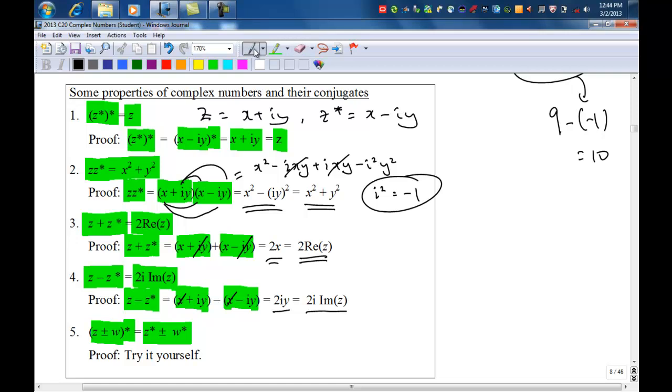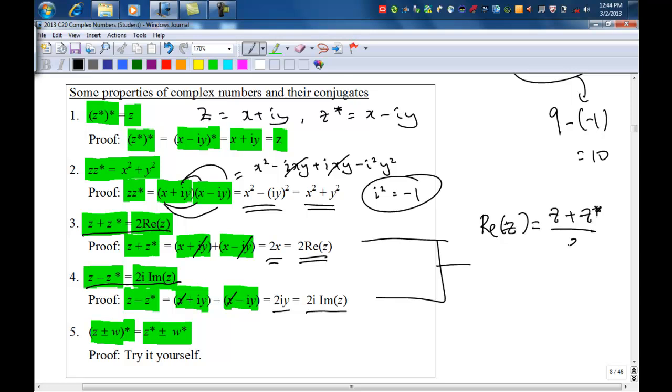Now before we move on to look at more examples, let's take a look at properties 3 and 4 again. Instead of writing it this way, Z plus Z conjugate is 2 Re(Z), Z minus Z conjugate is 2i times the imaginary part of Z, sometimes we rewrite them like this. We make the real part of Z the subject and say that this is Z plus Z conjugate divided by 2. Likewise, from property 4, the imaginary part of Z is the same as Z minus Z conjugate divided by 2i.